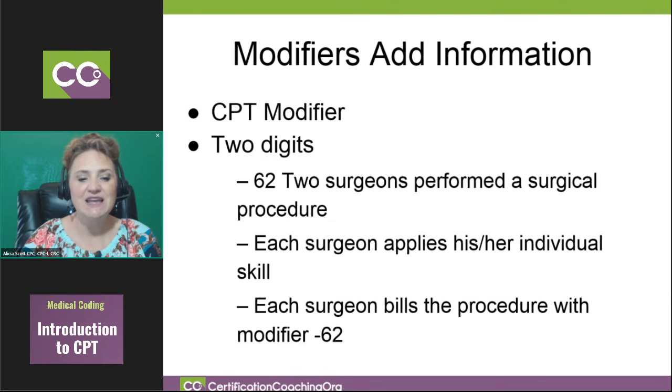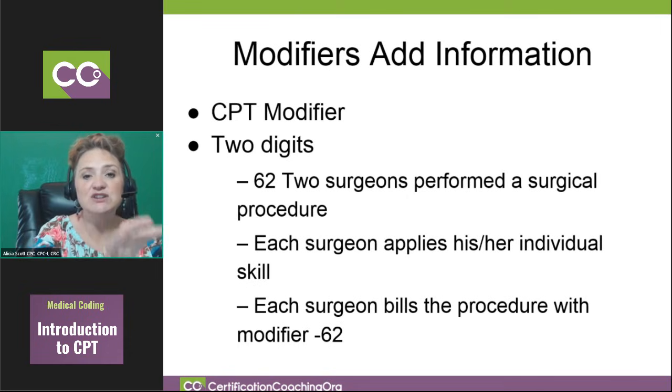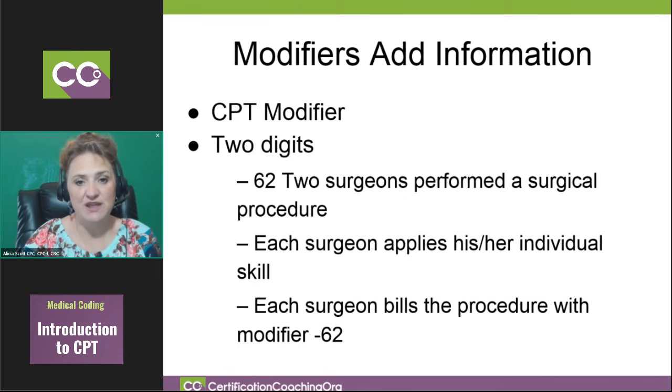So what is it saying? It says each one of those surgeons is going to apply his or her individual skill to assist with that procedure. Also, each surgeon gets to bill the procedure with a modifier 62. So what does it tell the payer? That tells you that we're going to see this code for this patient twice because there were 2 surgeons, right?